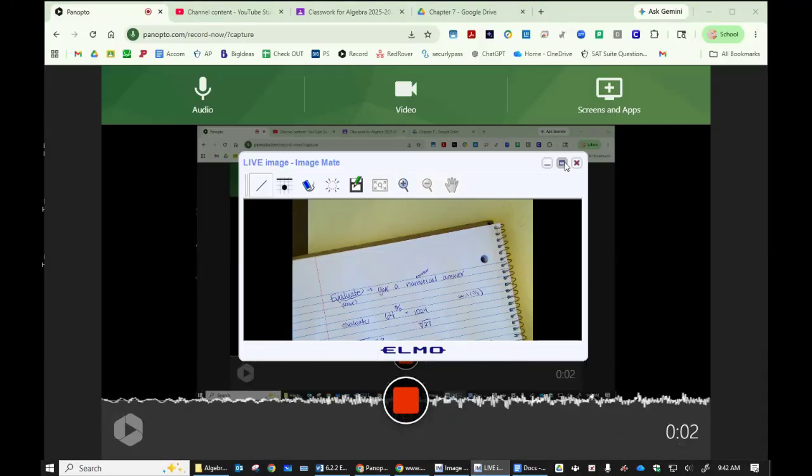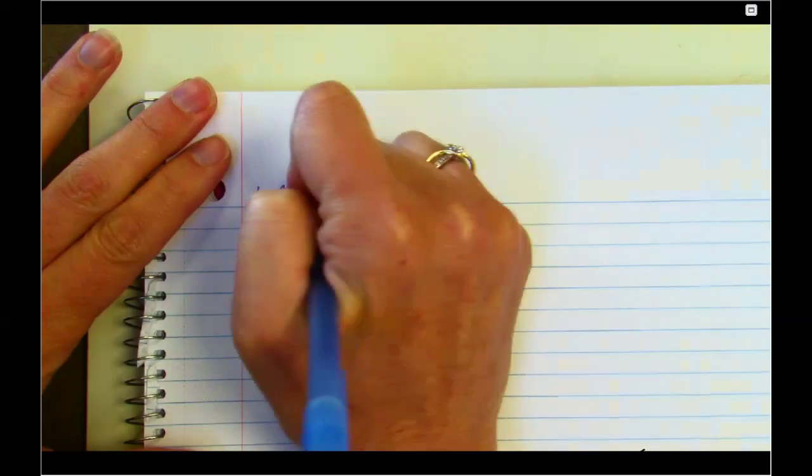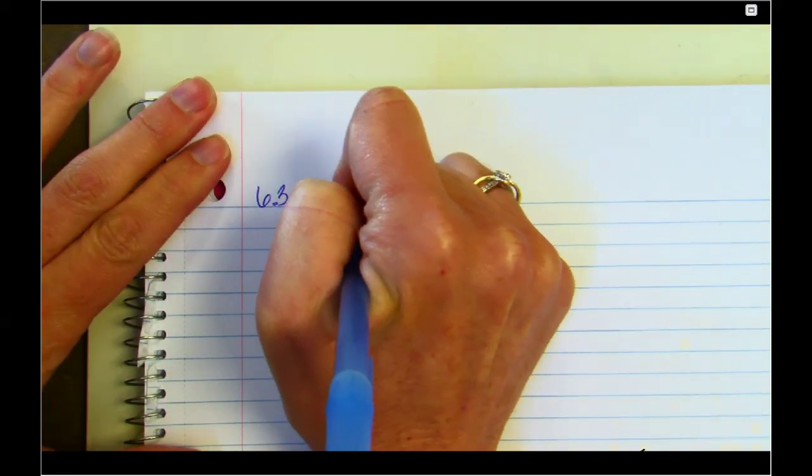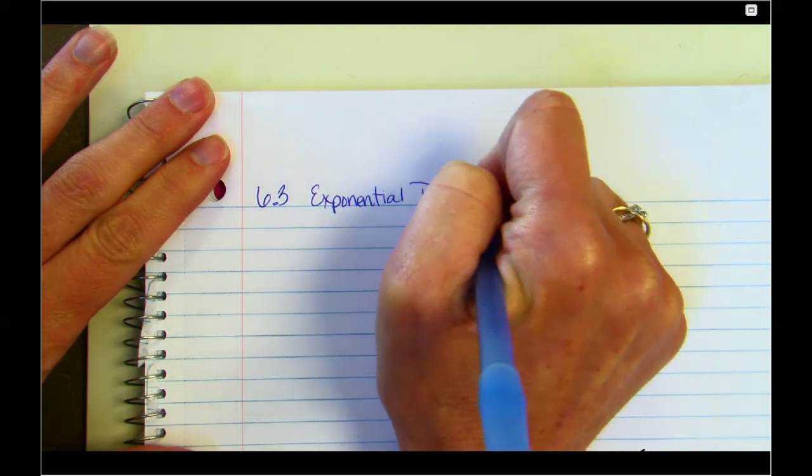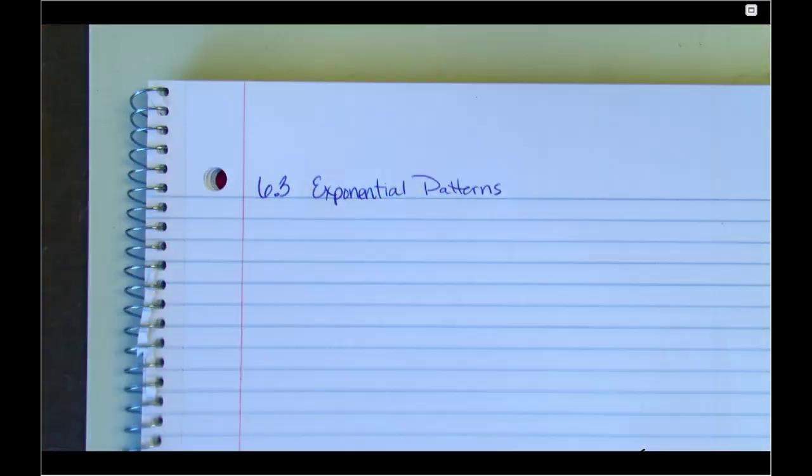All right, so we are starting lesson 6.3. So this first part, we're talking about exponential patterns.